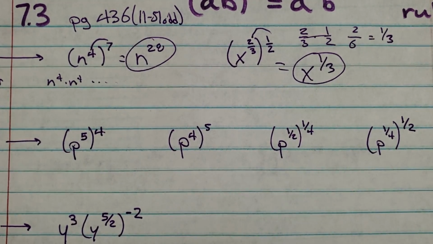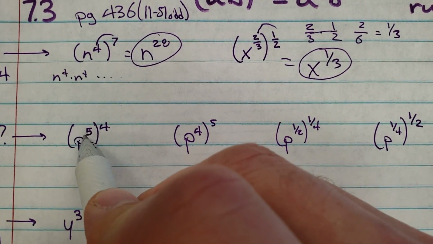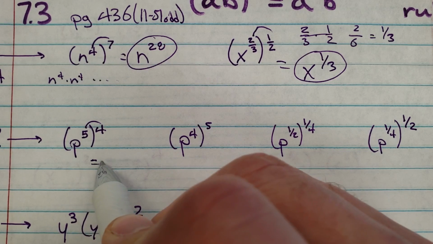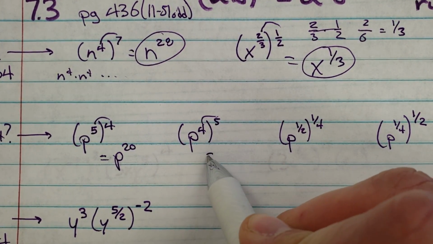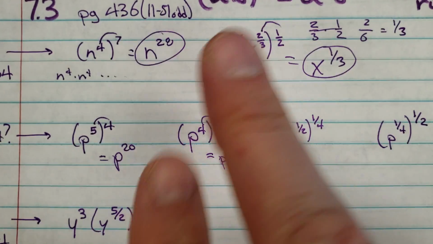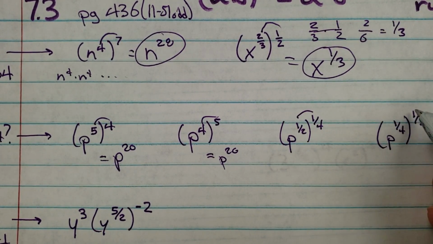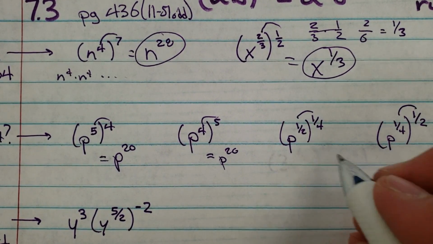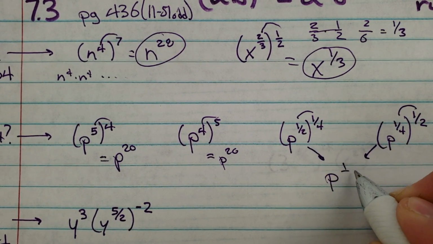Okay, the Gada questions. They tried to show you something here. I wonder if you can figure it out. So p to the 5 to the 4, multiply. That turns into a p to the 20. P to the 4 to the 5. Weird. It turns into a p to the 20. They're trying to show you that, remember, multiplication is reversible. I think that's called the commutative property, something like that. 1/4 times a half is the same thing as 1/2 times a fourth. Guess what? Both of these are going to turn into p to the 1/8.